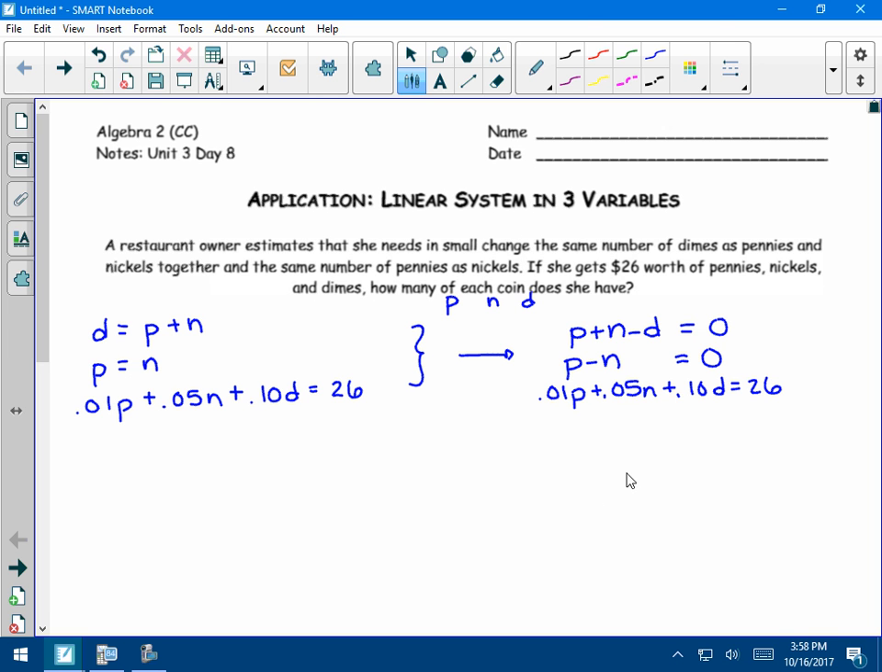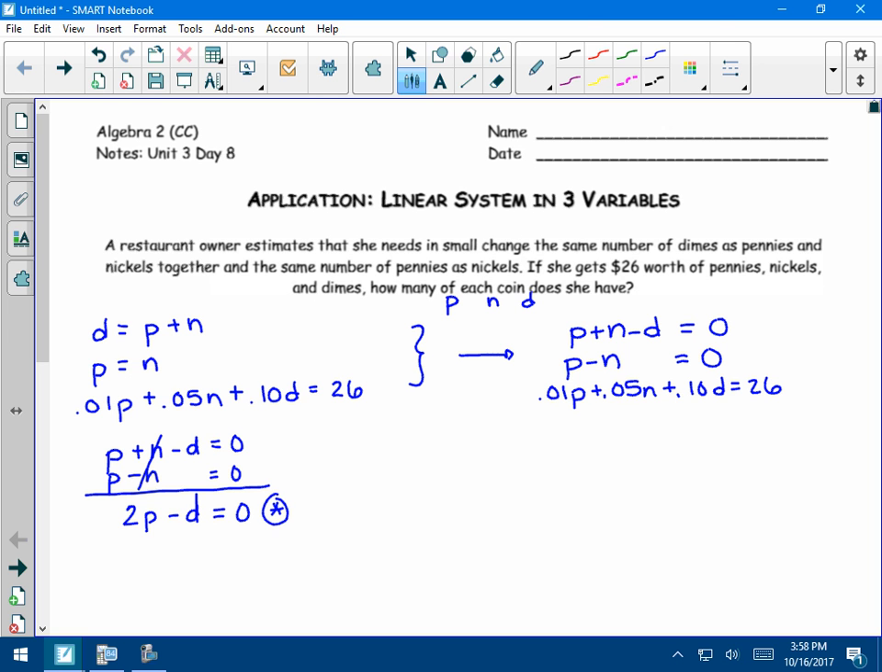Okay, so now I'm ready to eliminate. What variable would you like to eliminate? Just looking at the top 2, eliminating N seems pretty easy. So let's do P plus N minus D equals 0 with P minus N equals 0. If I just add those together right away, the N's are gone, and I have 2P minus D equals 0. So there's one equation.